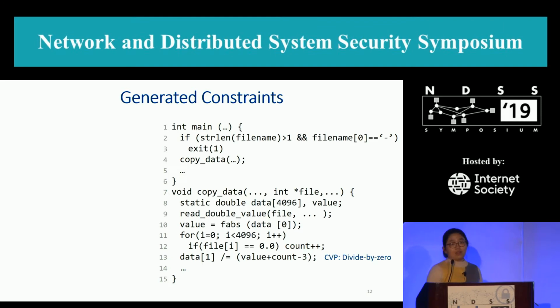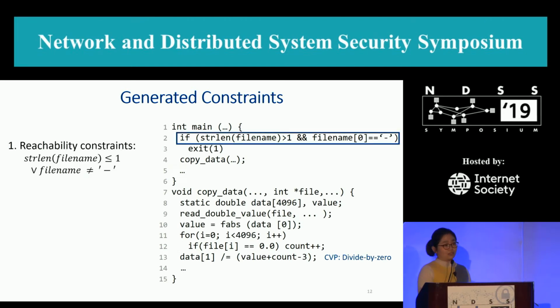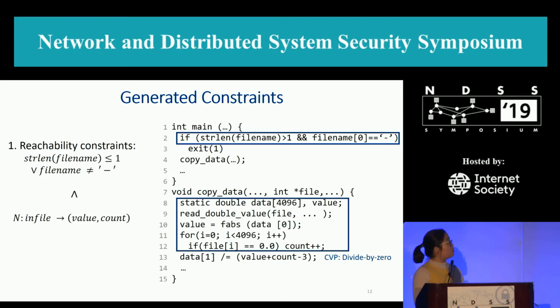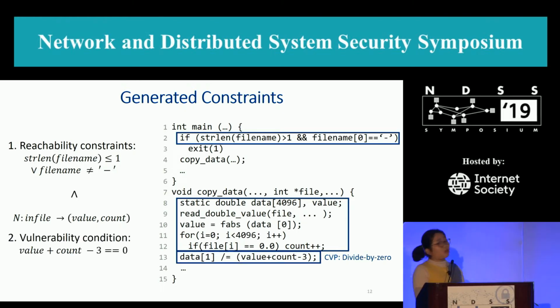So what kind of constraints will we generate finally? As you can see in these examples, we will generate two kinds of constraints. The first one is the reachability constraints, which include one symbolic constraint generated by the DSE mode at line 2, and one neural constraint used to approximate the complicated logic from line 8 to 12. And then we will also have the vulnerability condition, which tells us when this vulnerability will be triggered.